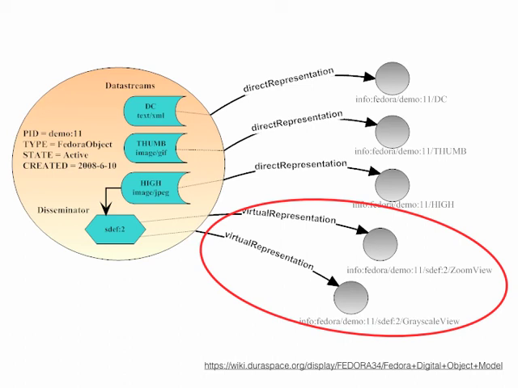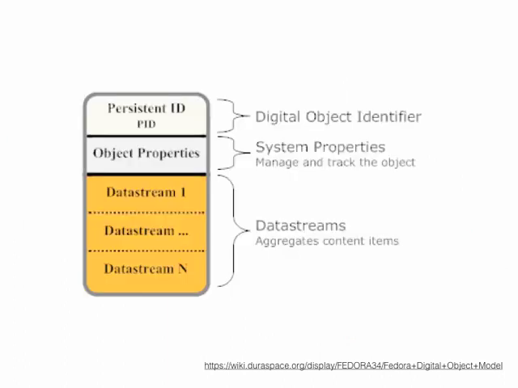Right. So what we've got is an object with three data streams, each of which is a unique display of that object, and one of those data streams has a disseminator associated with it that can represent the high-res image in two other ways. So what we've got here in Fedora is a data model that's centered on unique identifiers, which enables the creation of complex objects, and those complex objects can be arbitrarily complex. All you need to do is add more unique identifiers, point to more things, and add complexity to your object.